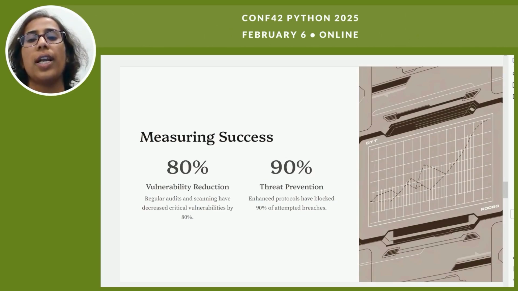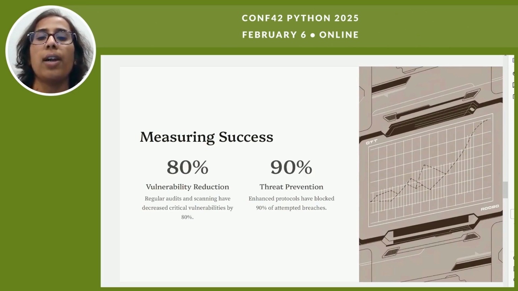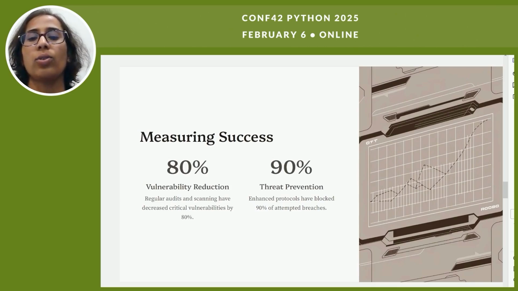Studies show that 80% of the critical vulnerabilities are reduced by regular updates and scanning. 90% of the attempted breaches were blocked because of the enhanced protocols. Now we can see that these security measures are really important. Incorporating at least some of these measures will really ensure that embedded devices are protected at least to some extent.